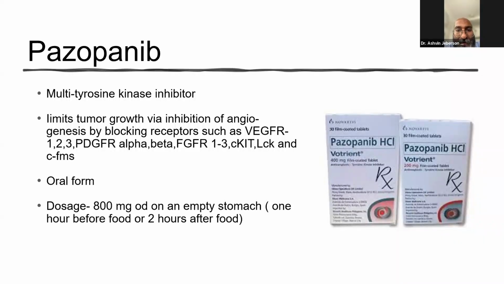Now coming to the next drug, which is pazopanib, which is a multi-tyrosine kinase inhibitor. It has multiple kinase inhibition from VEGF receptor 1 to 3, PDGFR alpha, beta, and FGFR 1 to 3, c-KIT, LCK, and c-FMS. It's given in oral form. The dosage normally recommended is 800 mg OD on an empty stomach, 1 hour before food or 2 hours after food. And the main side effects, next slide, please.